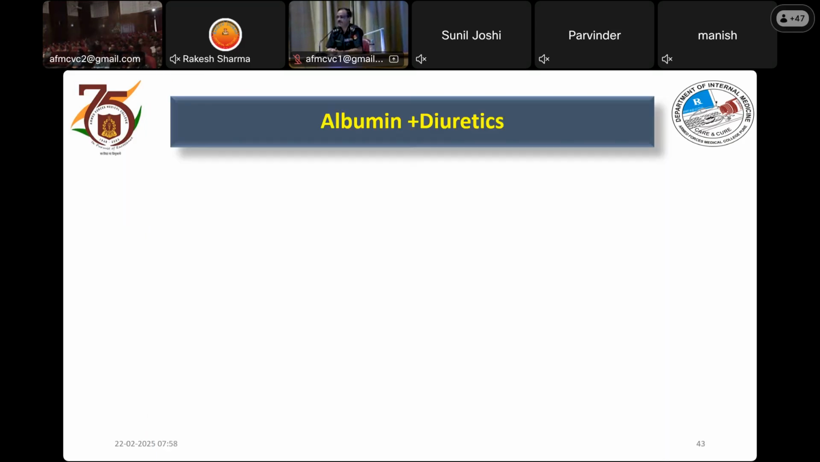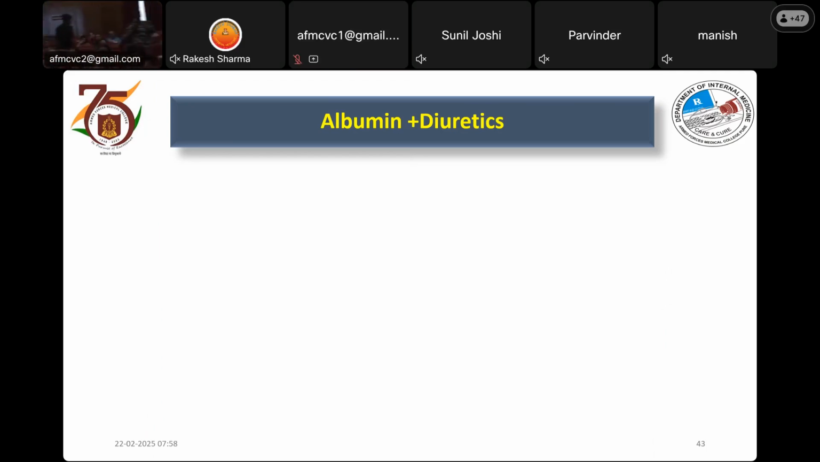Albumin plus diuretics. Have you used it? Or any pediatric resident? Do you use albumin? Yes, sir. Then tell me, what is the mechanism? What is the logic behind using it?